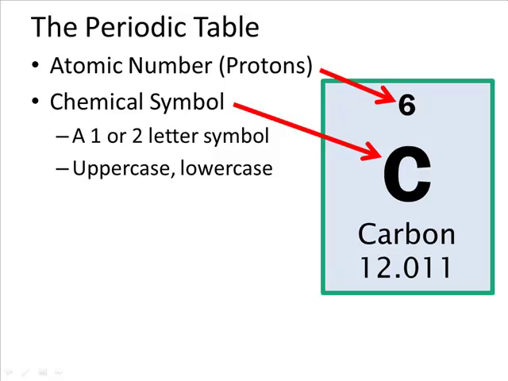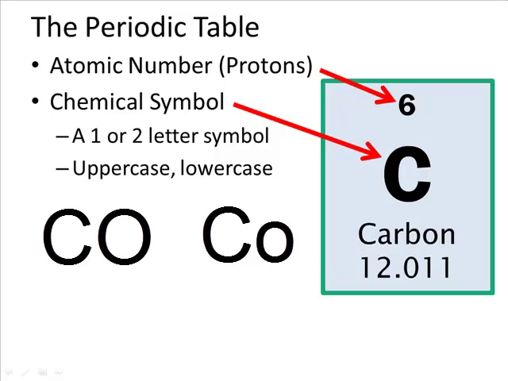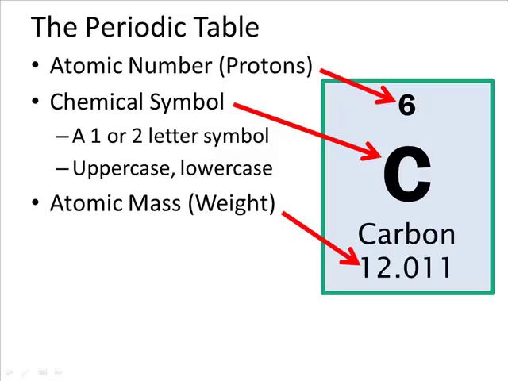A good example of why this is important is if you were to write C and O next to each other. If you write a C and a capital O next to each other, you're actually writing a carbon atom and an oxygen atom, which is a compound called carbon monoxide. Whereas if you write a capital C and a lowercase o next to each other, you're writing the symbol for the element cobalt, a very different substance. So it's important to be sure that it's very easy to read your writing and that there's always uppercase and then lowercase letters.